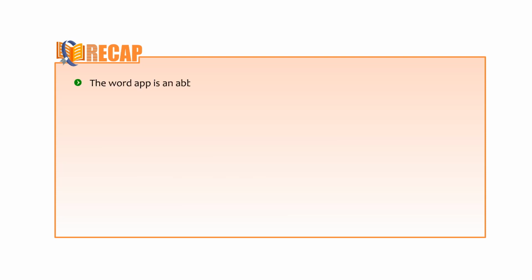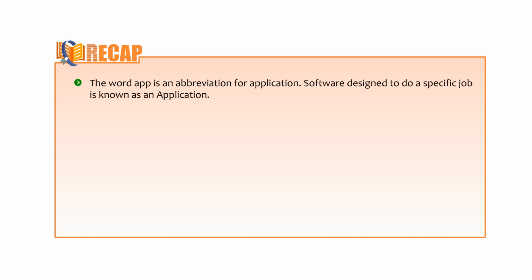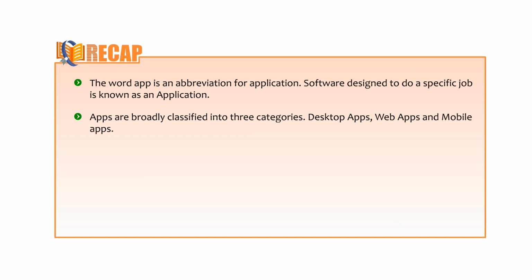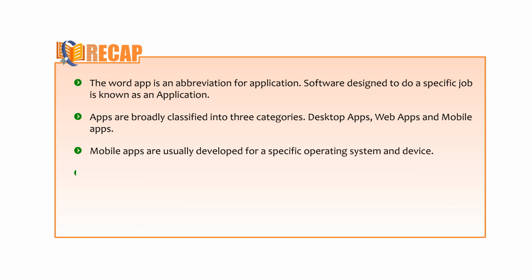Okay students, let us take a recap of this chapter. The word app is an abbreviation for application. Software designed to do a specific job is known as an application. Apps are broadly classified into three categories: desktop apps, web apps, and mobile apps. Mobile apps are usually developed for a specific operating system and device. Hybrid apps combine the features of web apps and also native apps.